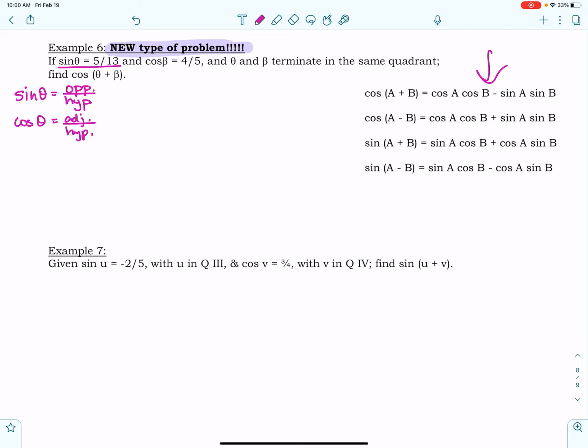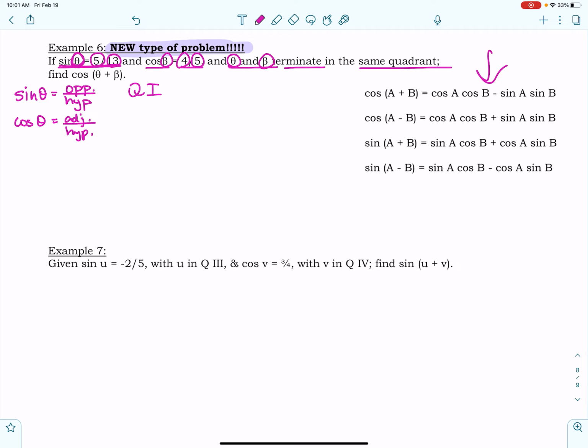So there's lots of information. Sine theta is equal to 5 over 13. That means in a right triangle, 5 is going to be the side opposite theta, and 13 is going to be the hypotenuse. And then you're also told for cosine beta that it's equal to 4 over 5. So for this triangle, 5 is the hypotenuse, and the adjacent side is 4. So we have two different right triangles that we're dealing with here. Theta and beta both terminate in the same quadrant. That means that since they are both positive, I want you to notice that when you're told theta and beta, that's these two angles, they both terminate in the same quadrant. That means that sine theta and cosine beta are in the same quadrant. And since they're both positive, it has to be in quadrant 1.